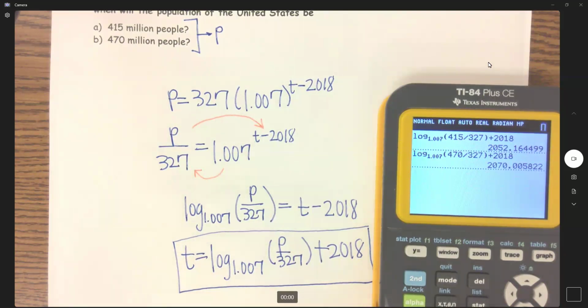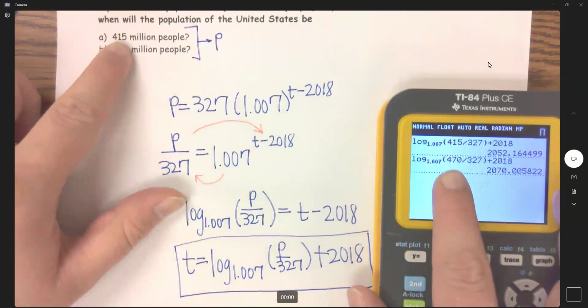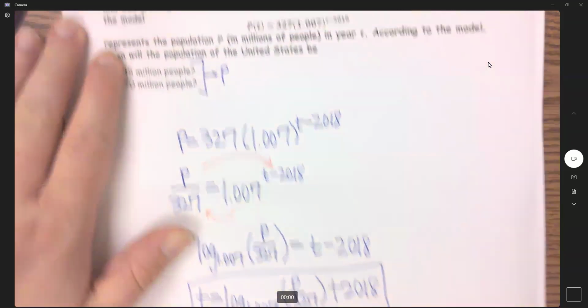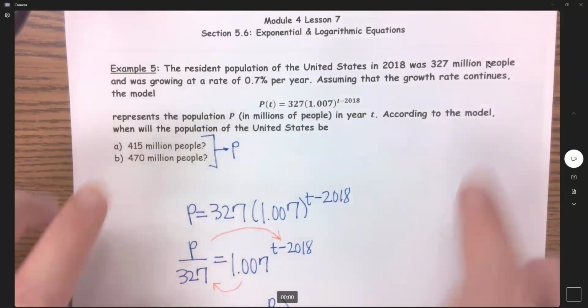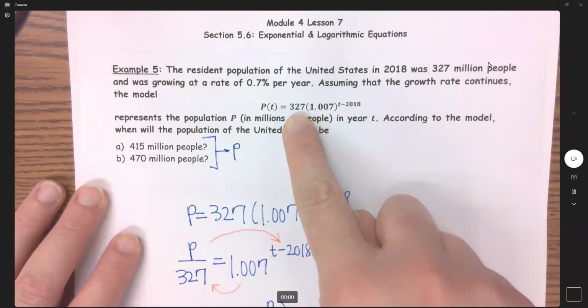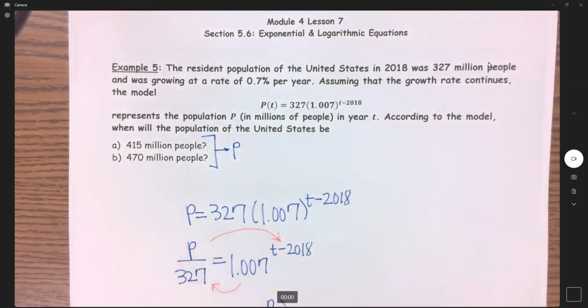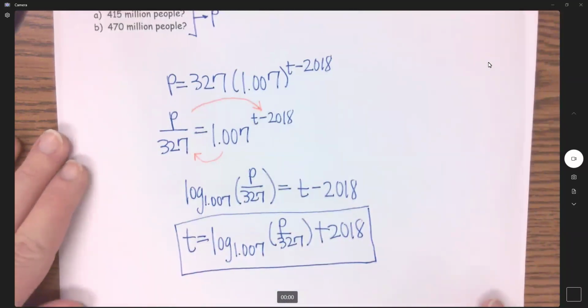Okay, and for the record, I get this question sometimes. When I am putting in these numbers here, I don't need all of these zeros because it tells me here that my population is in millions of people. So that 327 million people is just represented as 327. So you just know that it's millions. We're just cutting off all those zeros altogether. So there you go.